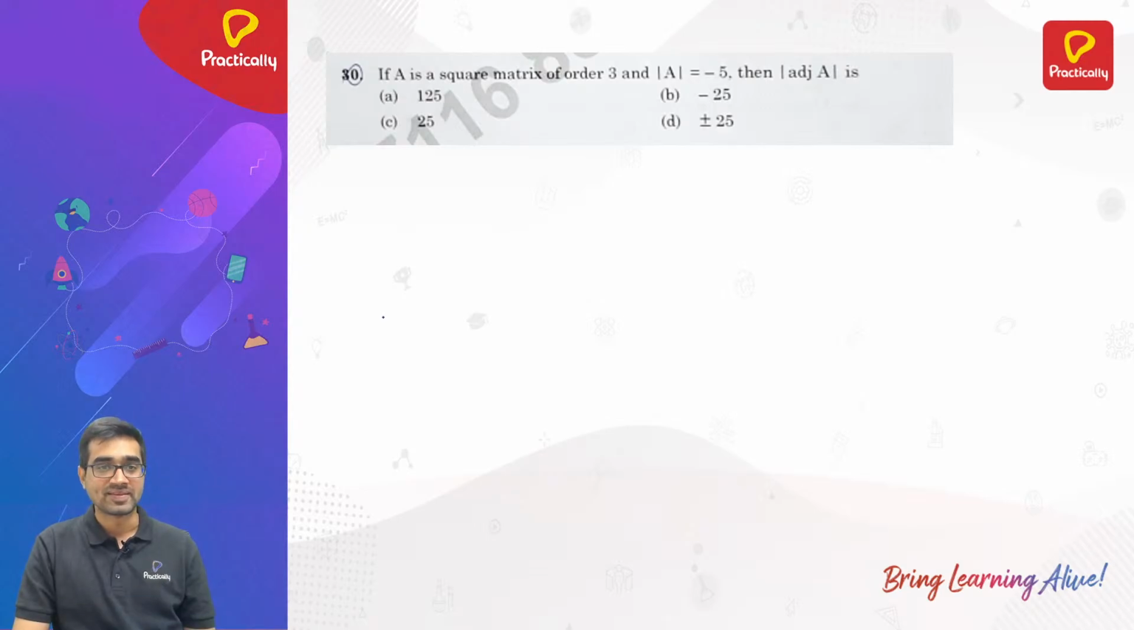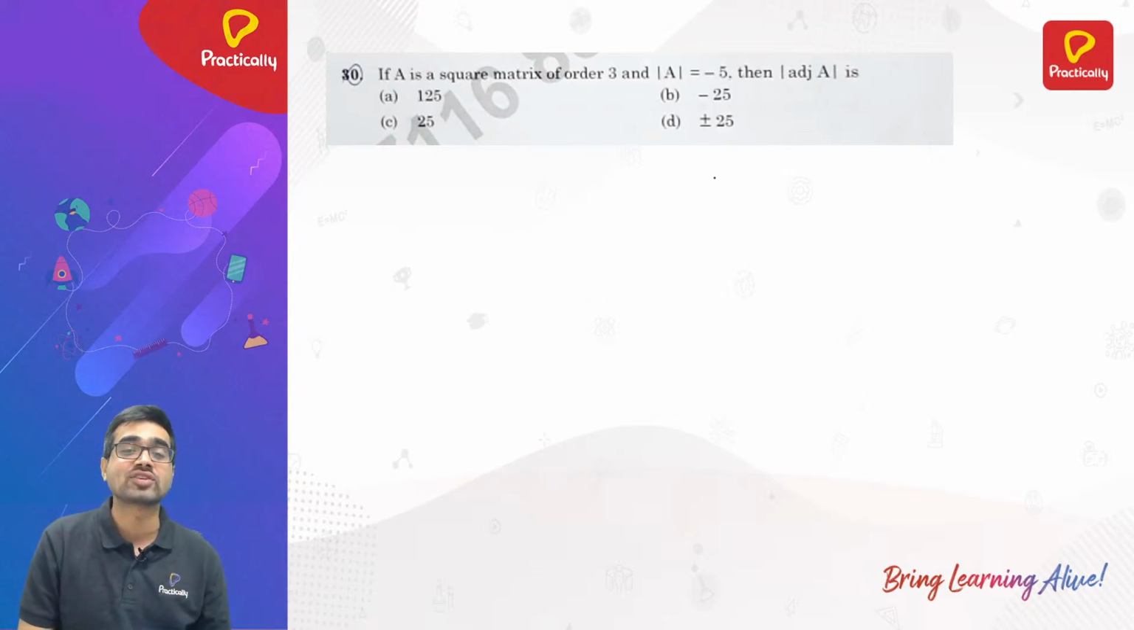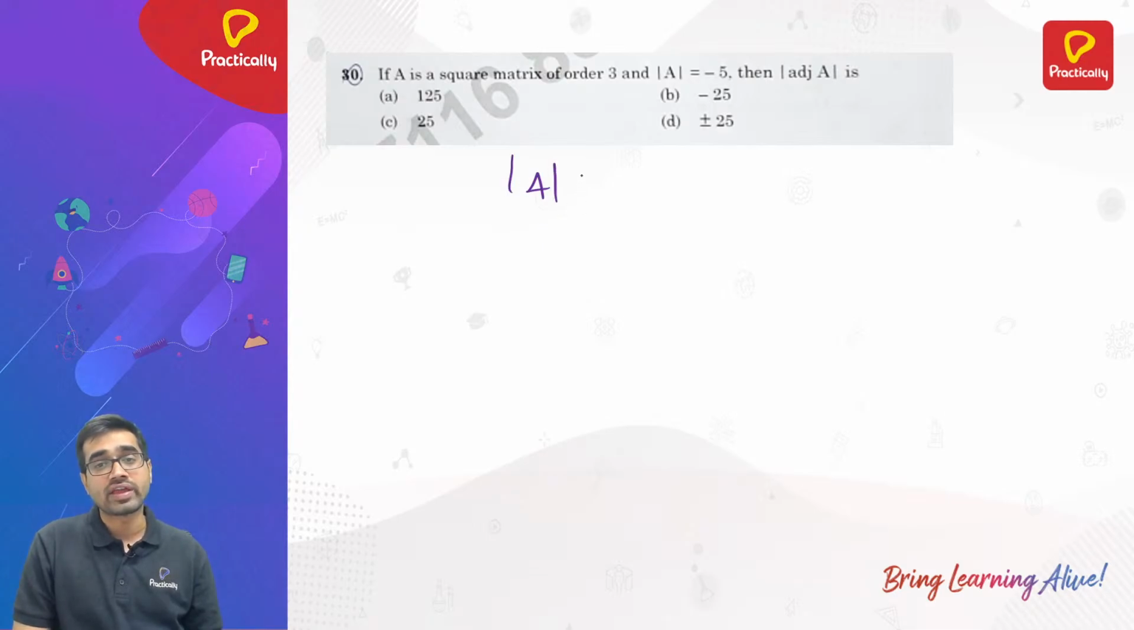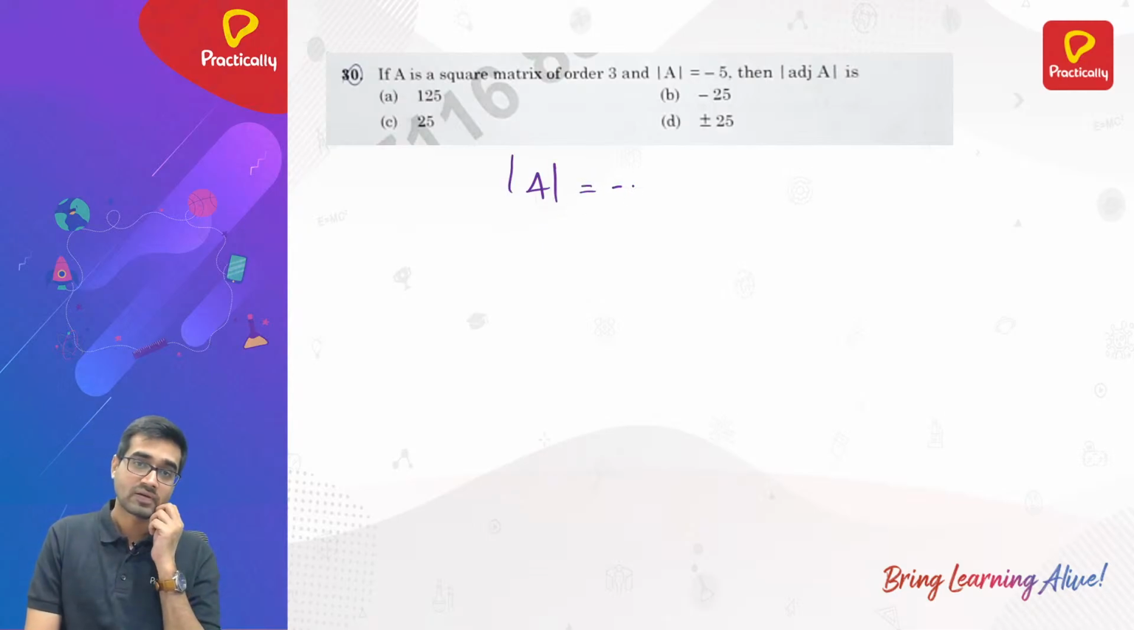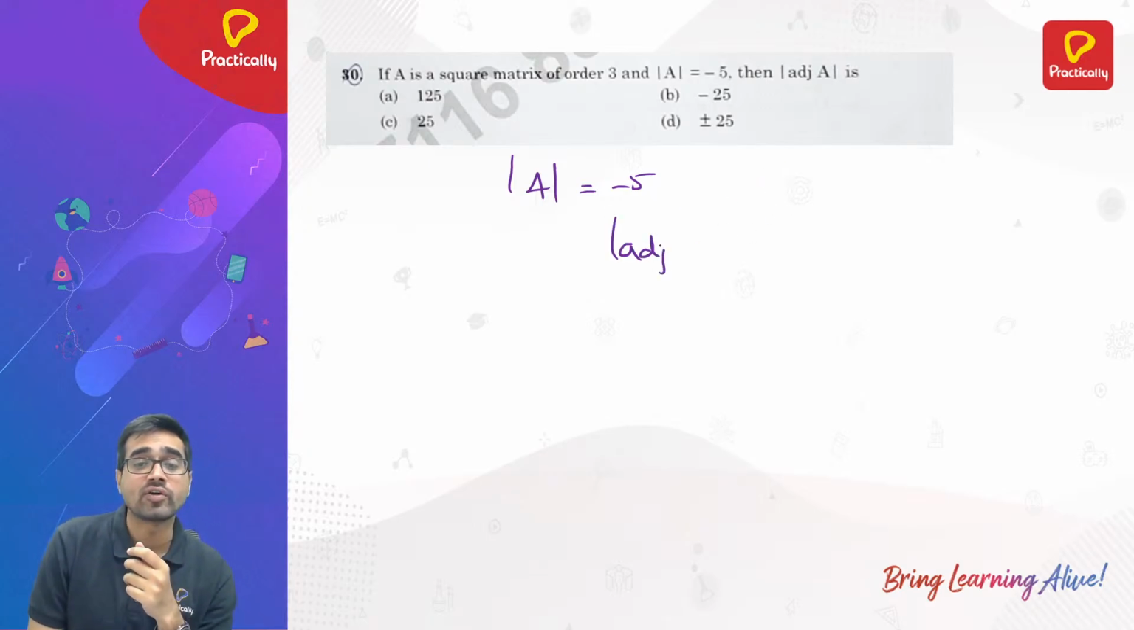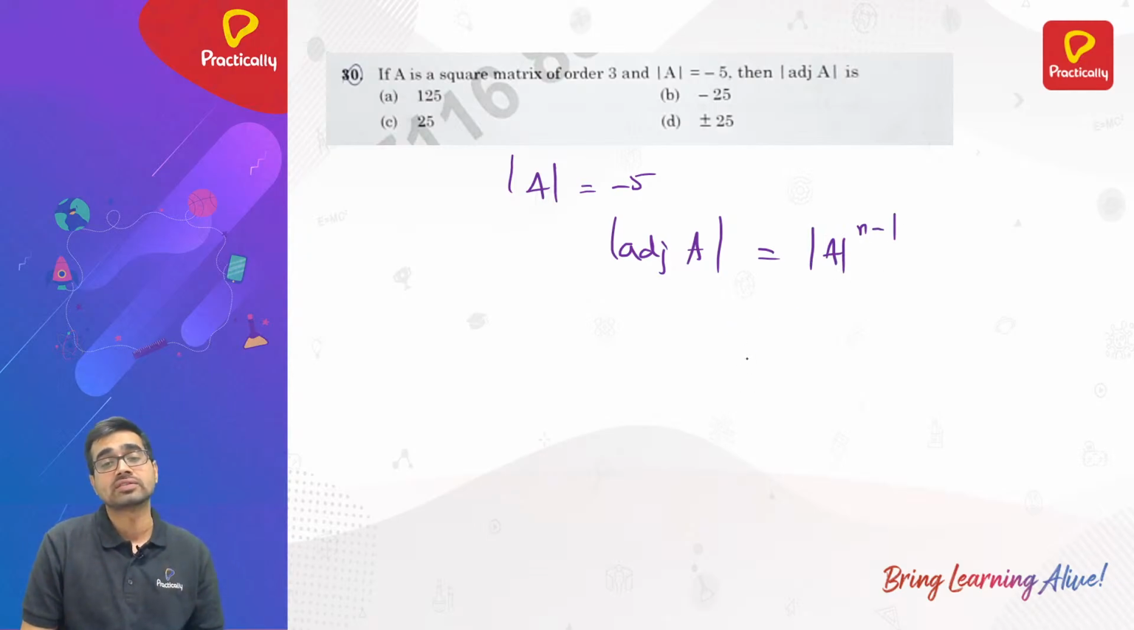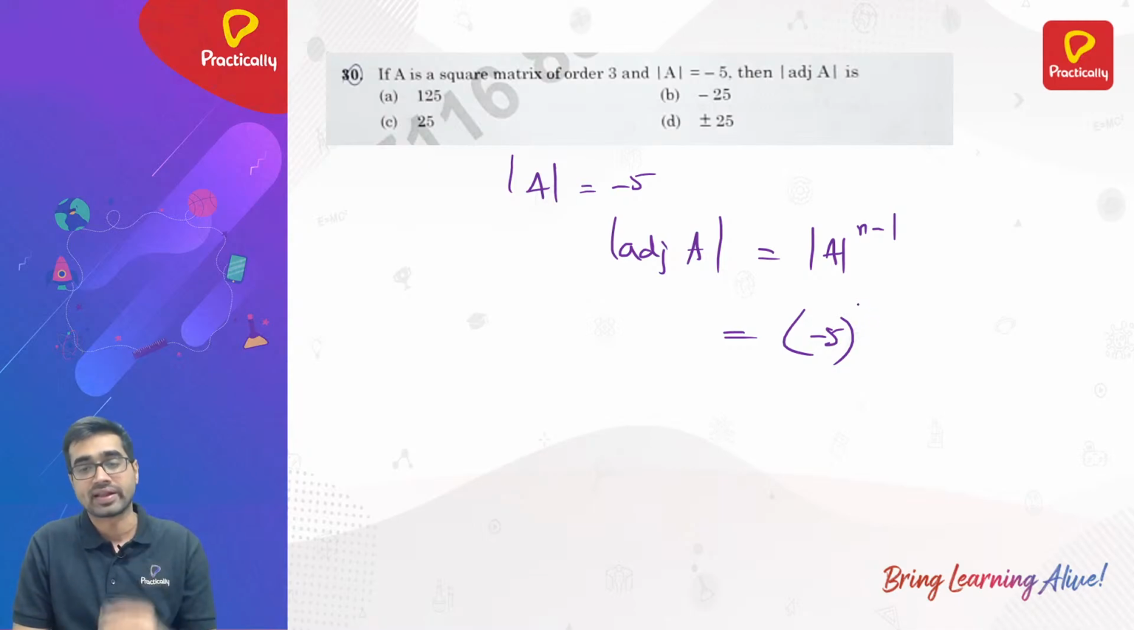So if A is a square matrix of order 3 and the determinant of A is minus 5, what is the adjoint determinant? Super easy question. Apply the property: it is nothing but determinant A to the power of n minus 1. So determinant A is minus 5 to the power n, where n is the order of the matrix, 3.